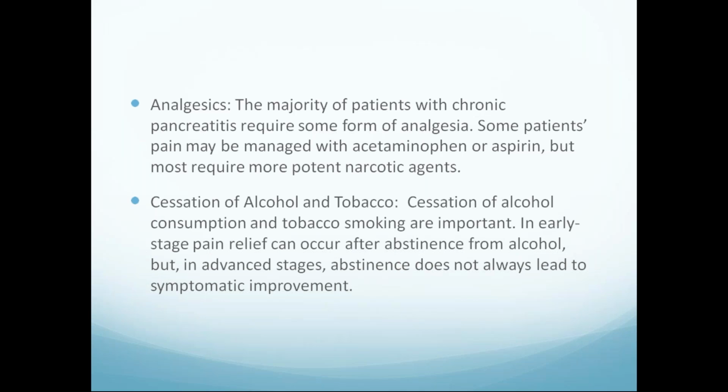First you have to check the general condition of the patient, whether well built or well nourished, or ill built or ill nourished. We have to increase the nutritional supply for the patient, followed by analgesics, then by addressing the factors causing chronic pancreatitis, that is cessation of alcohol and tobacco. Cessation of alcohol consumption and tobacco smoking are important for pain relief in the early stage. Pain can improve after abstinence from alcohol, but in advanced stages, abstinence does not always lead to symptomatic improvement.